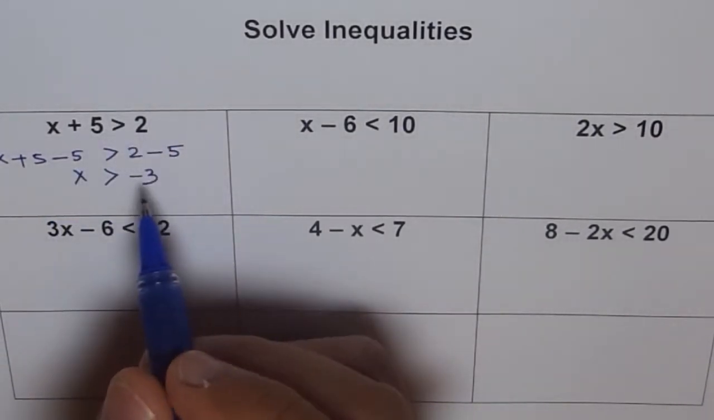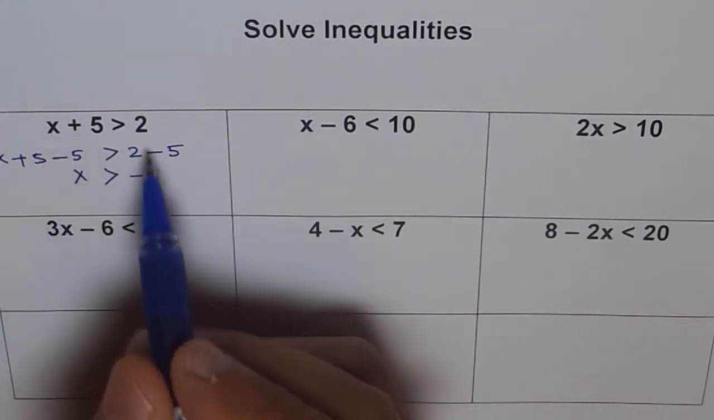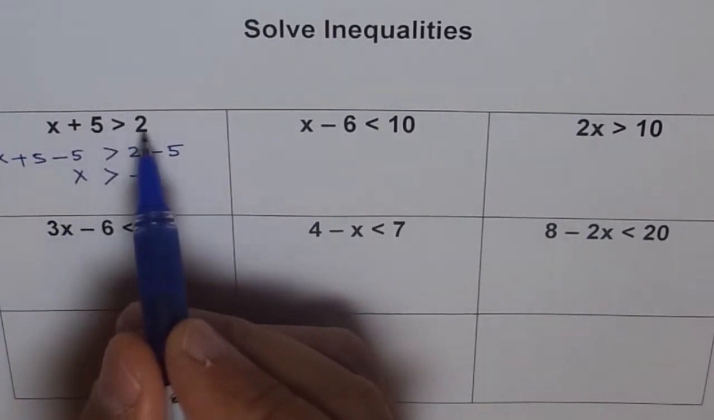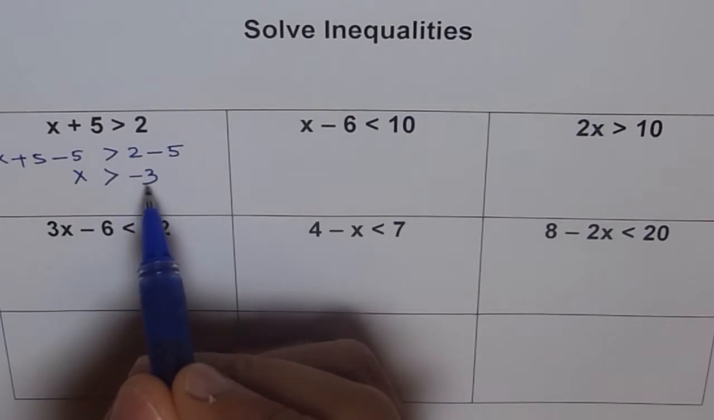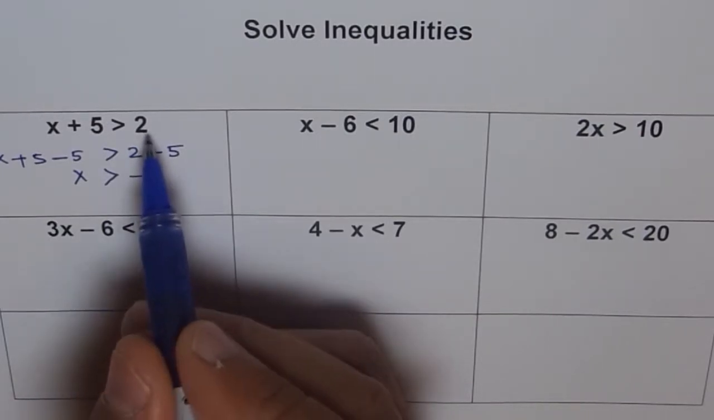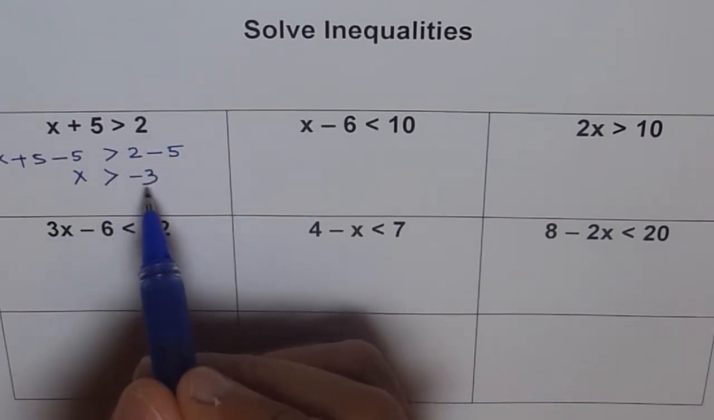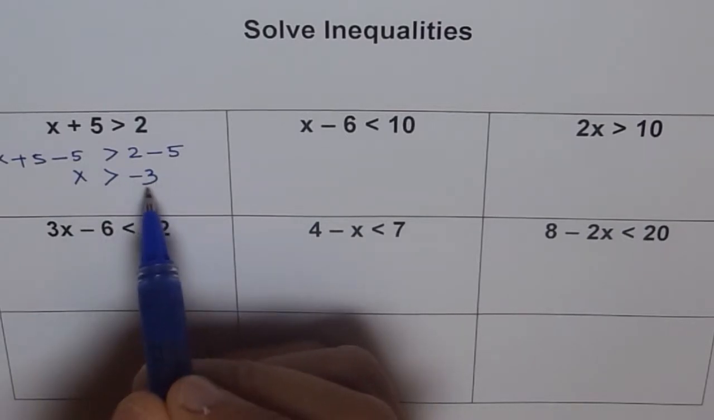For example, if I write x as minus 3, do I get greater than 2? No. Minus 3 plus 5 is 2. Do you see that? So that is not a solution. But anything more than minus 3, even if it is minus 2.9, it will be greater than 2 by 0.1. If it is minus 4, then minus 4 is actually less than minus 3, right?